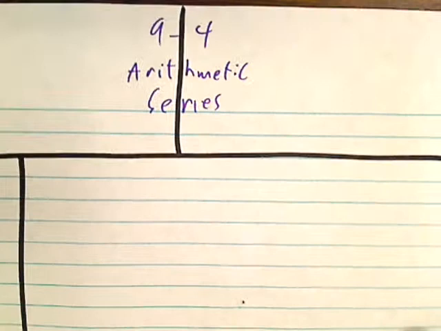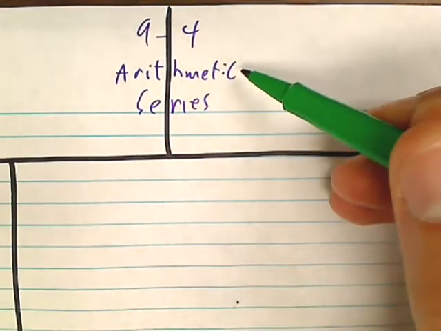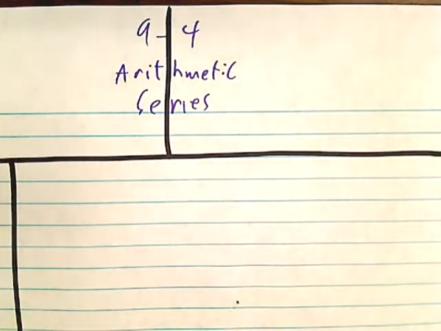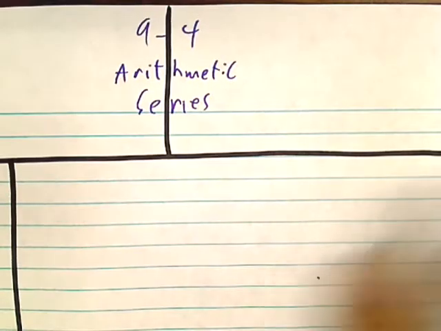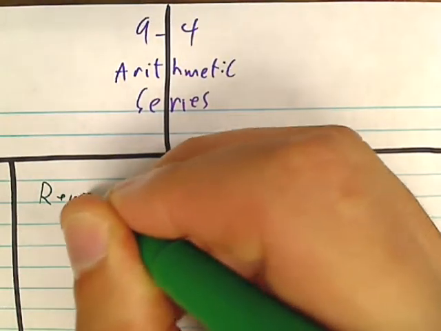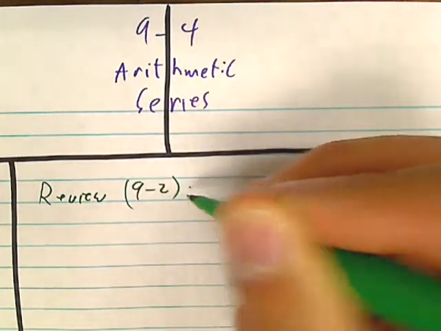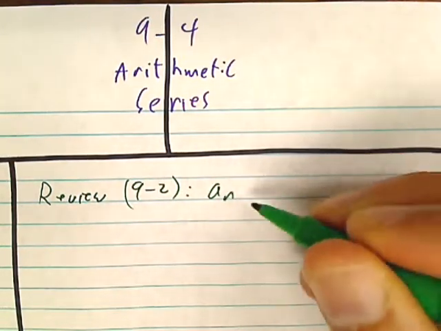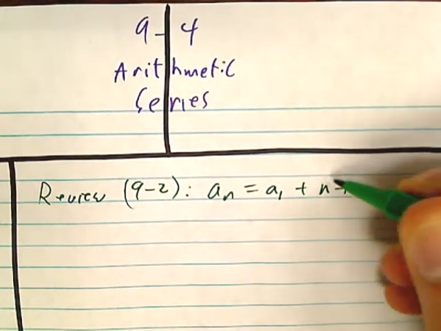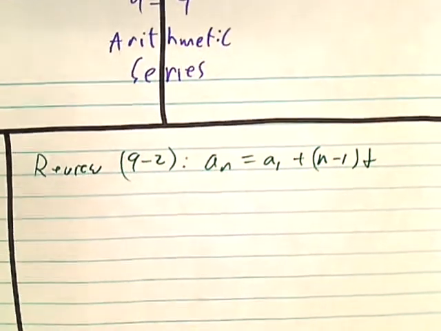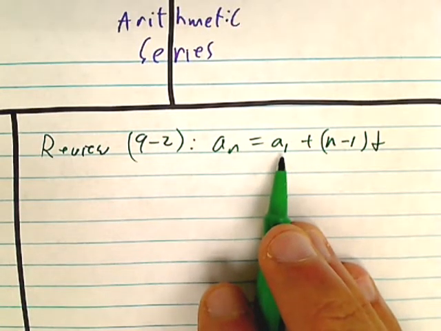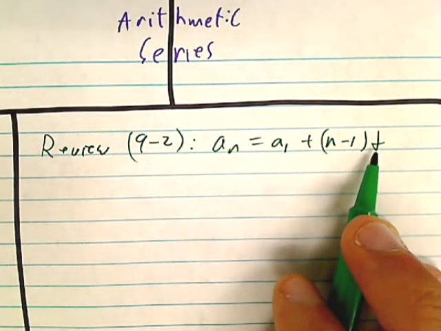All right, first off, we need to review. Arithmetic means we're adding each time, and the series means that we're going to add the numbers up in the list. So let's see what we're talking about here. The first thing I need to do is review, and this is from section 9.2. a sub n, if it's arithmetic, is equal to a sub 1 plus n minus 1 times d, where a sub n is the nth term, a sub 1 is the first term, and d is the common difference.